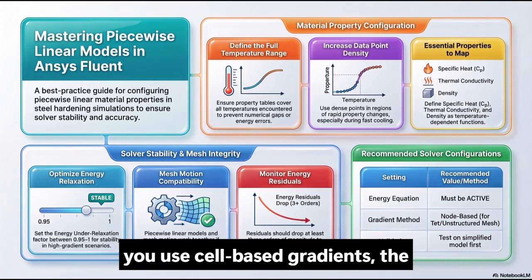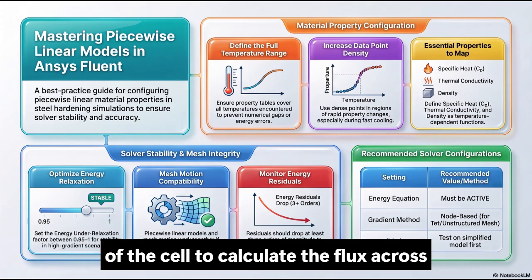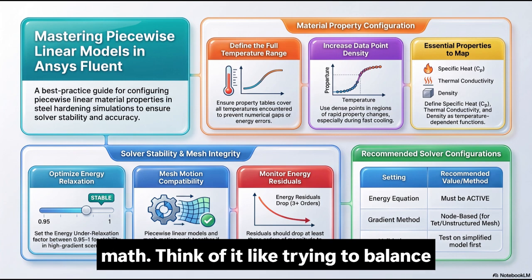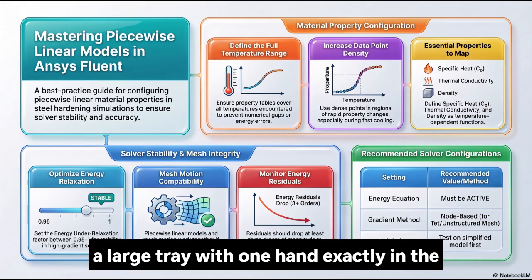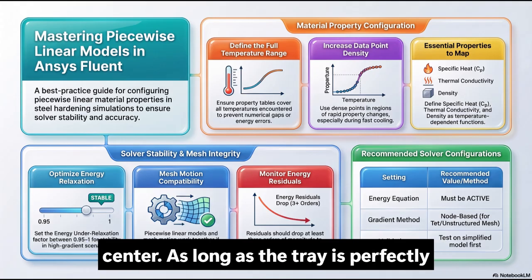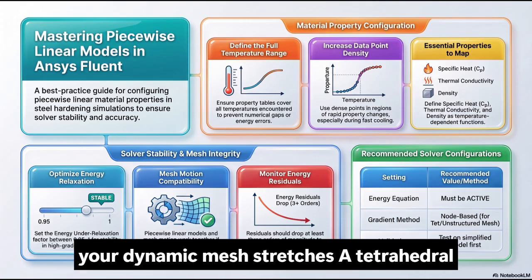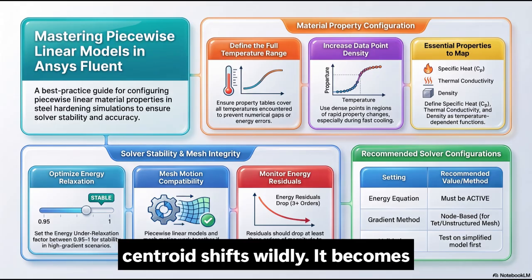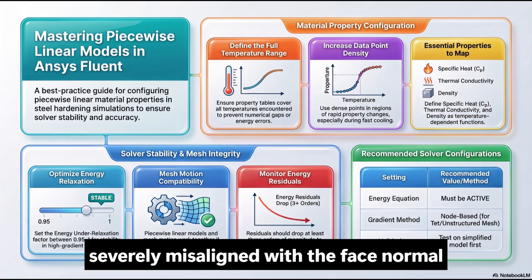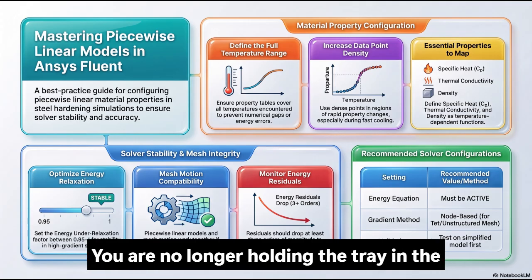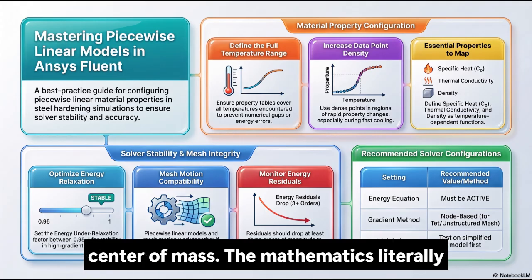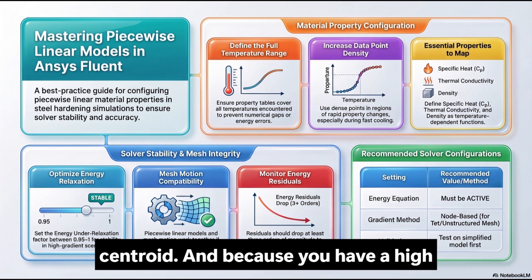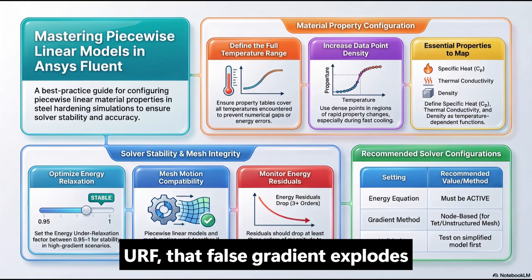When you use cell-based gradients, the software relies on the geometric centroid of the cell to calculate the flux across the faces. Right. Standard volume math. Think of it like trying to balance a large tray with one hand exactly in the center. As long as the tray is perfectly symmetrical, it's fine. Okay. But when your dynamic mesh stretches a tetrahedral cell into a highly skewed pancake, that centroid shifts wildly. It becomes severely misaligned with the face normal vectors. So you're off center. Exactly. You are no longer holding the tray in the center of mass. The mathematics literally skew. The software calculates a false temperature gradient based on a distorted centroid. And because you have a high URF, that false gradient explodes instantly.